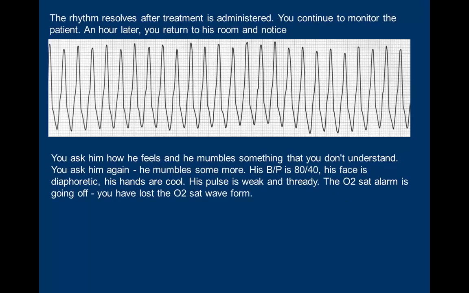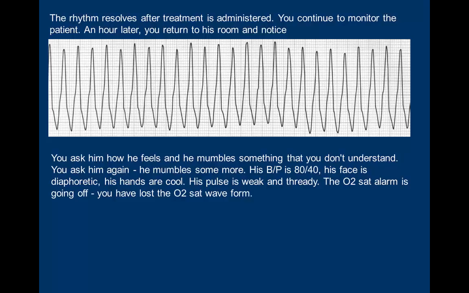Again, here is ventricular tachycardia with a pulse. You can see the treatment scenario here. And then again, if the patient would have PVCs, then your treatment scenario is the same. And so just know that that's very similar treatment. Amiodarone is administered, the rhythm resolves after treatment, and then you continue to monitor the patient.